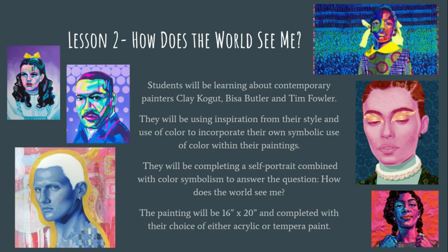The second lesson is: how does the world see me? Students will be learning about contemporary painters Clay Kogut, Bisa Butler, and Tim Fowler. They will be using inspiration from their style and use of color to incorporate their own symbolic use of color within their paintings. They will be completing a self portrait combined with color symbolism to answer the question: how does the world see me? The painting again will be about 16 by 20, and the students can use either acrylic or tempera paint.